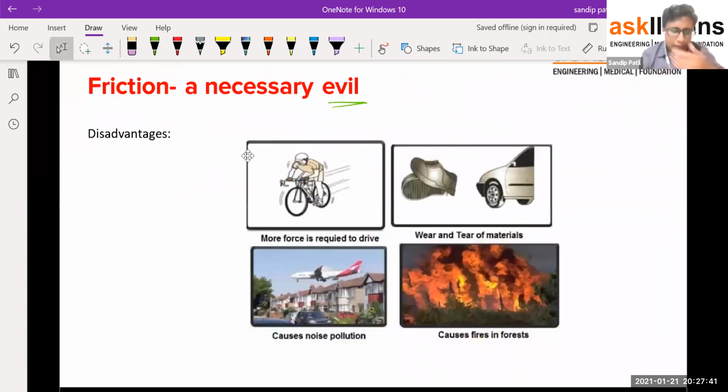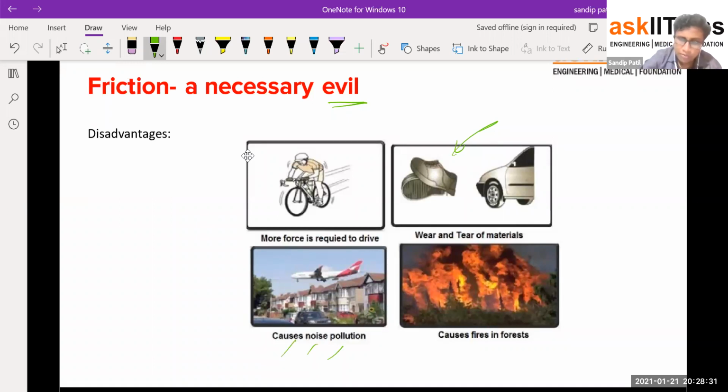You can see some examples here. If you want to drive a cycle, there are two types of friction. Normally we know the friction between the tire and the road. There is another friction, which is air resistance, which is fluid friction, obviously. Air resistance makes it difficult for cyclists to ride the bicycle. Then there is wear and tear of materials. After some years you have to change the tires of your car or bike. Similarly, you also change your shoes or slippers. Why? Because the sole of the shoes becomes very smooth, and once it becomes smooth, you are going to slip. Simple. Then it causes noise pollution.